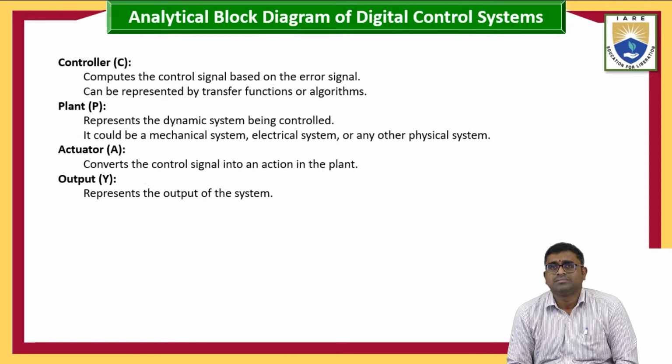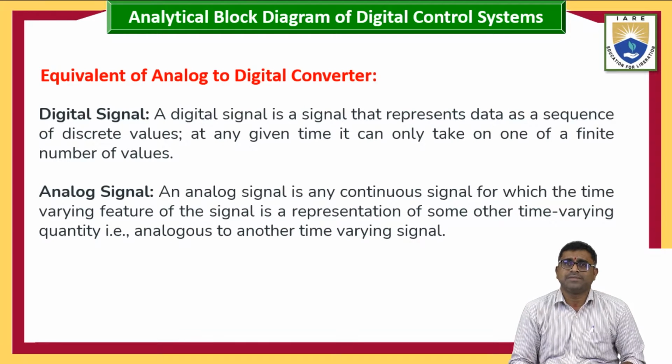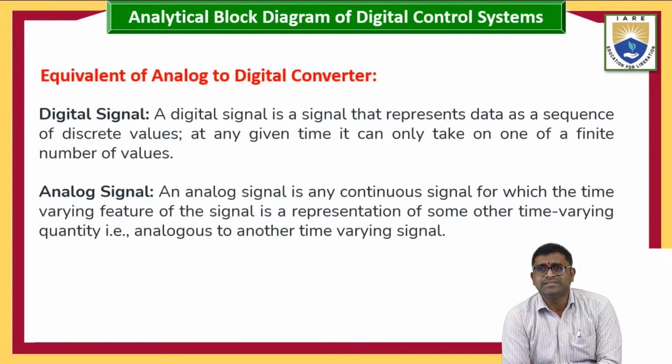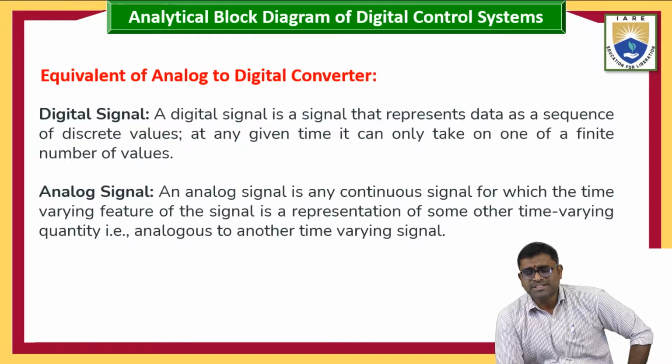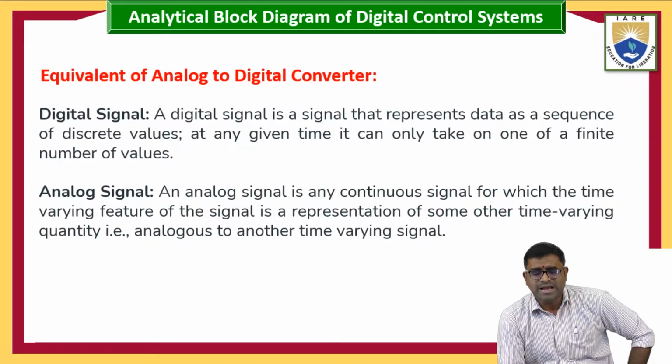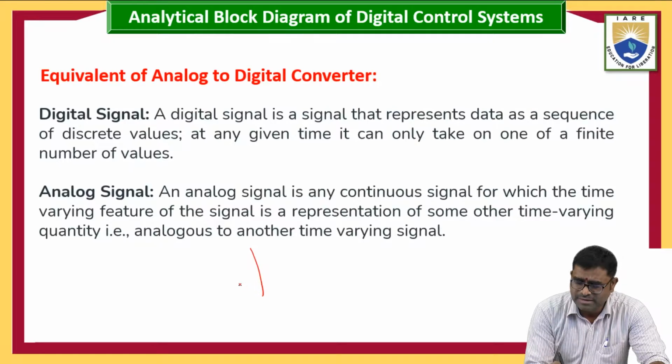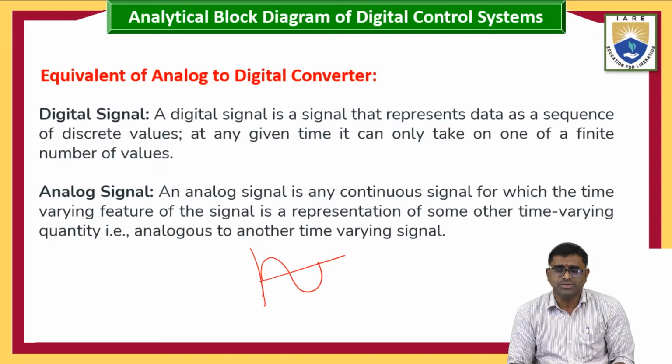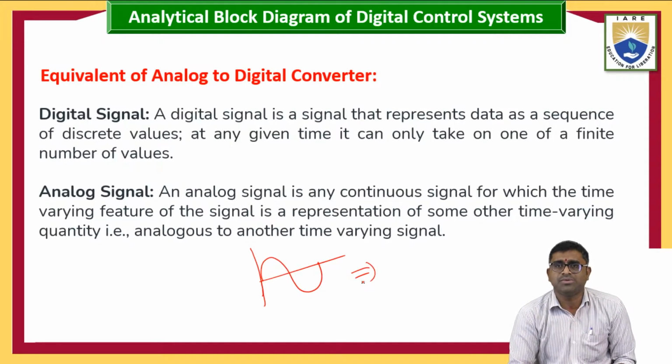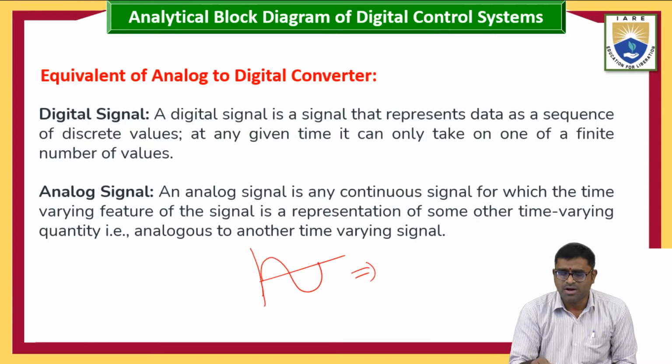So coming to the analog to digital signal conversion. The digital signal is a signal that represents the data sequence of discrete values at any given time. It can take a finite number of values. Already we know, an analog signal is a continuous signal, a time varying signal. If you take any simple sine wave, it is the analog signal. I want to convert this analog signal into digital form. How, we are going to see.